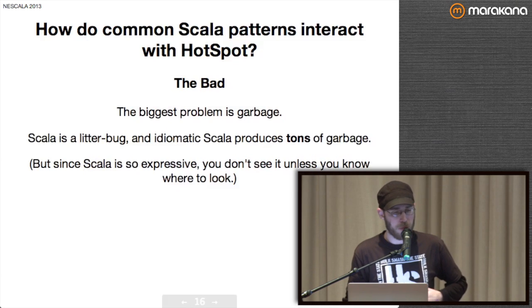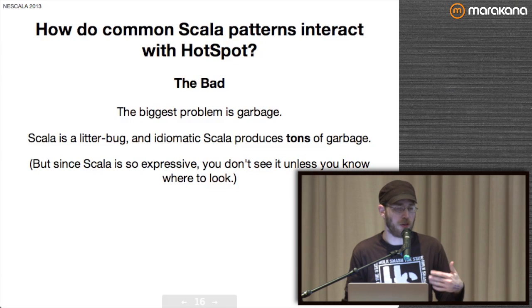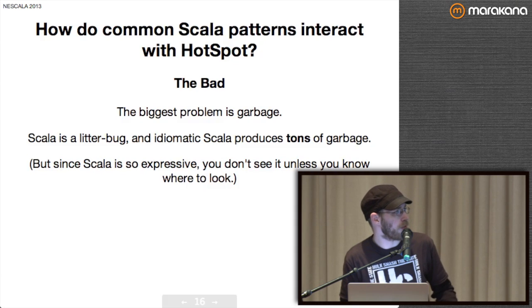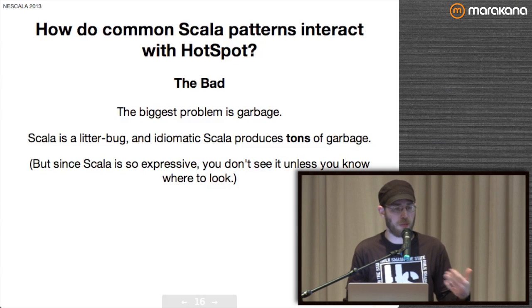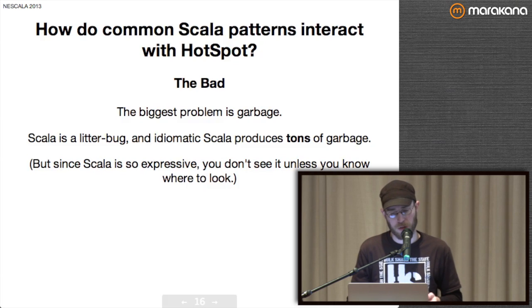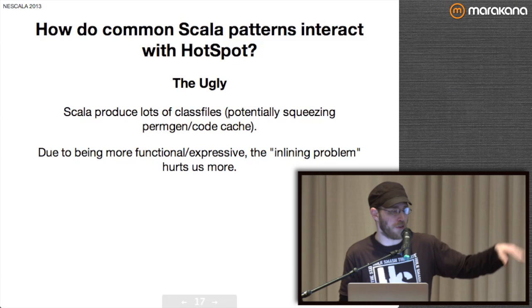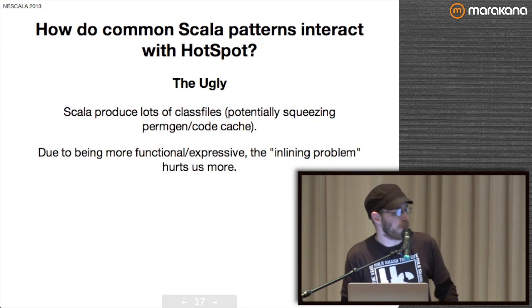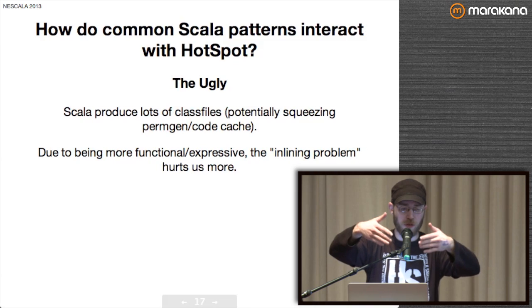But there are problems, and the biggest problem really is garbage. Scala is a huge litter bug, and it's just allocating tons of stuff all the time, and the JVM tries to keep up, but sometimes it doesn't. Most of the time maybe it does. And I would say idiomatic Scala actually tends to produce more garbage, so that's a thing. And then there's sort of ugly side issues, like there's a lot of class files, there's a lot of bytecode, and this sort of inlining problem in terms of not being able to inline megamorphic dispatch.